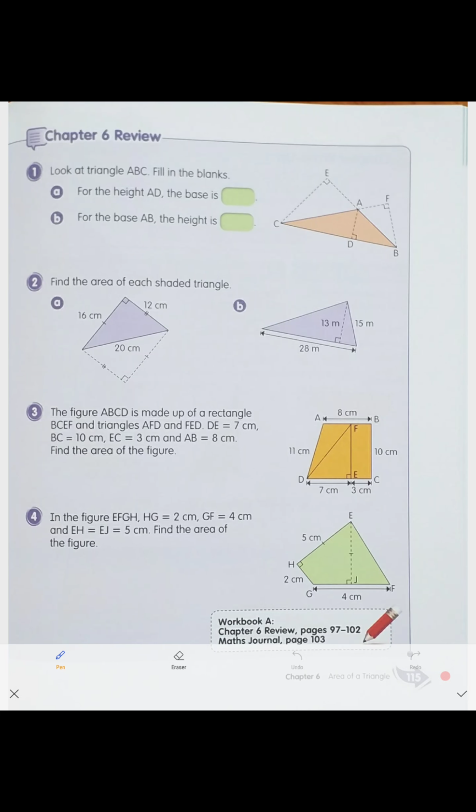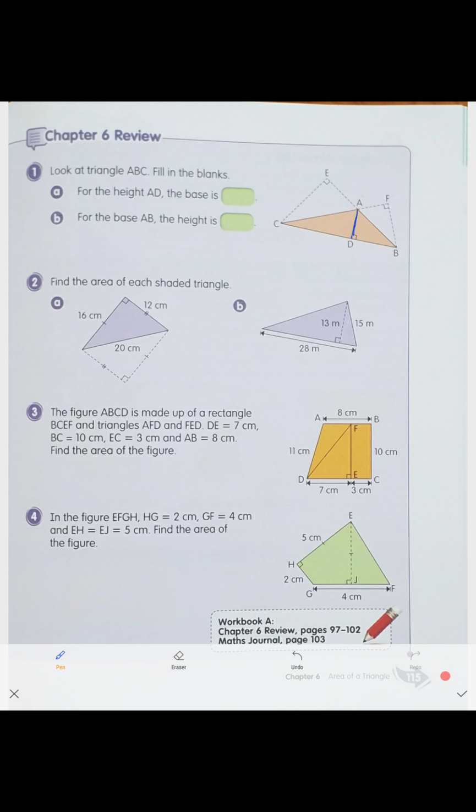Okay, last video in chapter 6, and we are proceeding with our chapter review. Problem 1, look at the triangle ABC, fill in the blanks, right? So here is our triangle, and they ask us for the height AD, right? This is our AD, right?